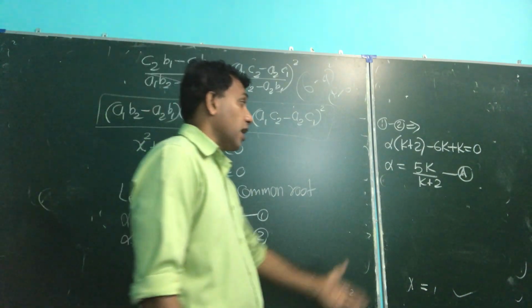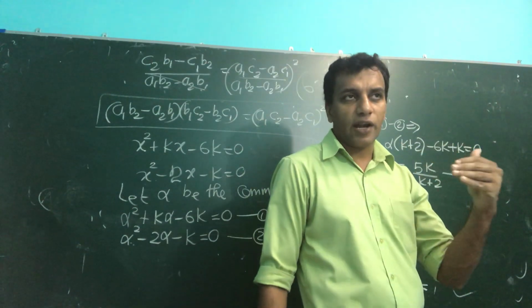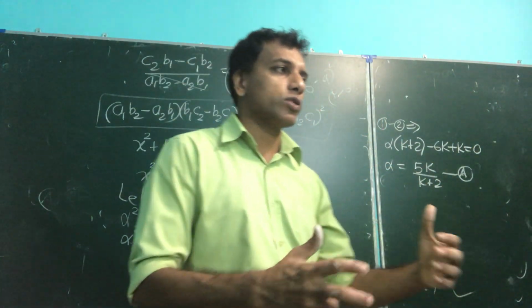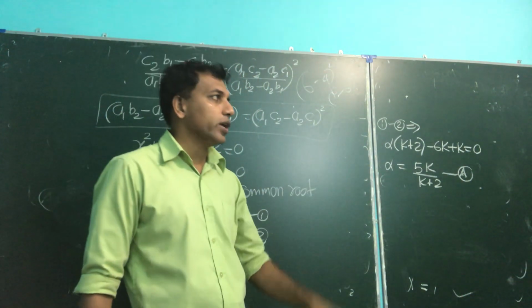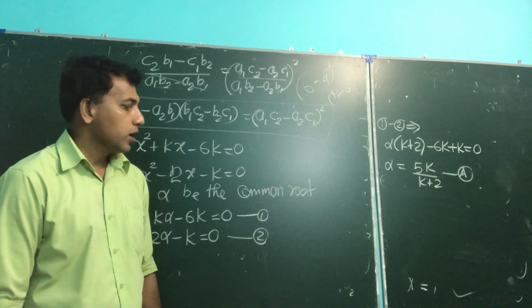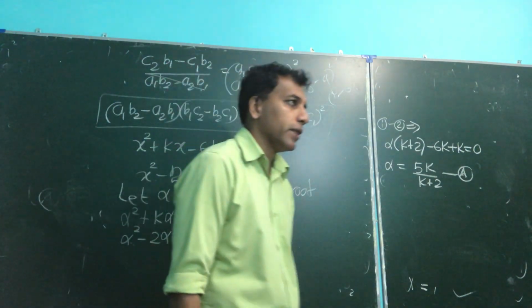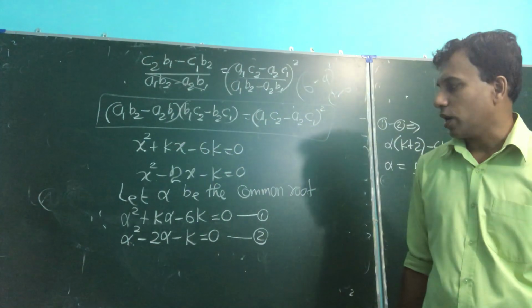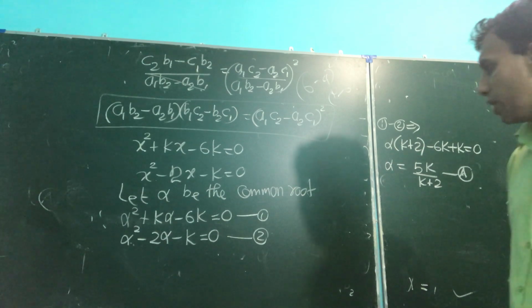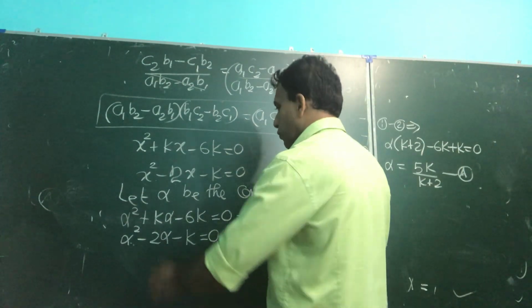Next, find... not enough. The question is find the value of k. Therefore, you need two equations to connect the both. Then it becomes a new equation in terms of k and solve for k. Next, find the alpha square. Remove the alpha. Once you remove the alpha, you can find the alpha square. What is the method? Removing alpha here.